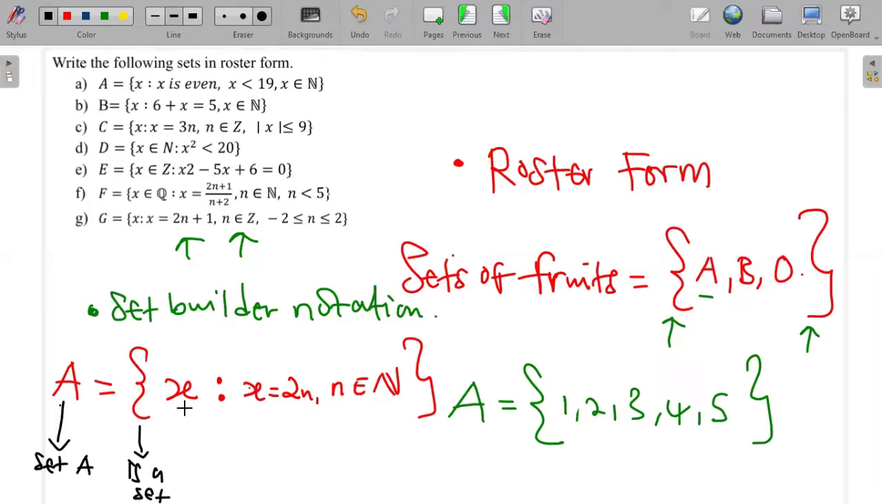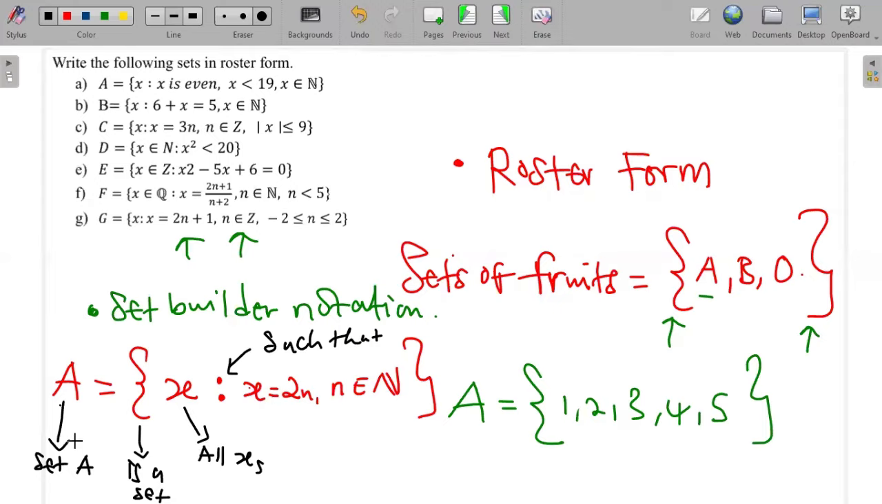Okay, and then this X, we're going to say "all X's." And then this colon here, we're going to say it means "such that." Such that, and then whatever is here, you just read it the way it is.